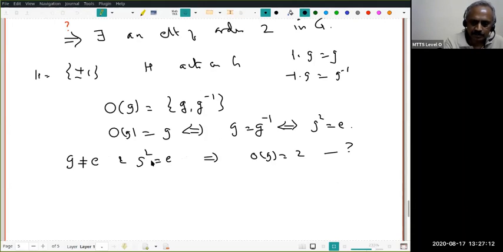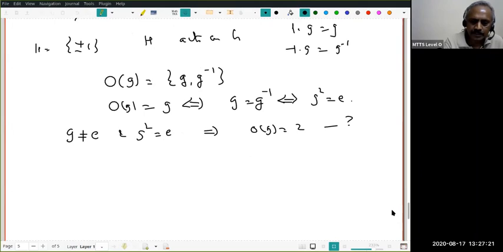The order of g must be a divisor of 2, but the only divisors of 2 are 1 and 2. So it cannot be 1, therefore it has to be 2. Is that clear to you? Good. So what do we have to do now? We have to count the number of orbits which are singletons. How do I do that?